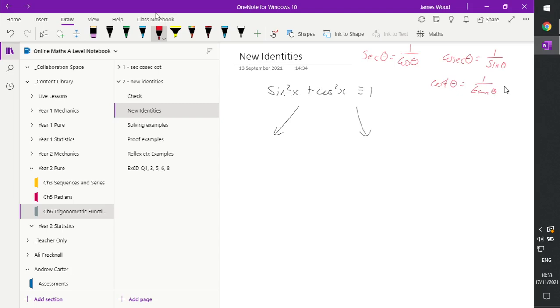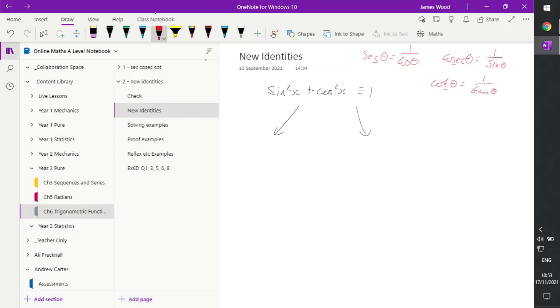You might remember that we could look at the third letter. So C, to remember that it's 1 over cos, S, to remember it's 1 over sine, and T, to remember it's 1 over tan. Now we're going to derive some new identities involving these functions.